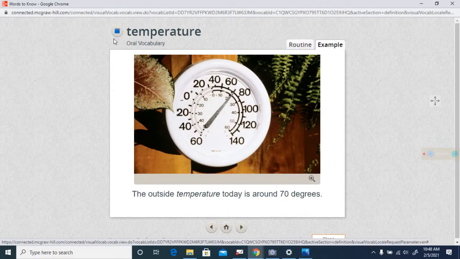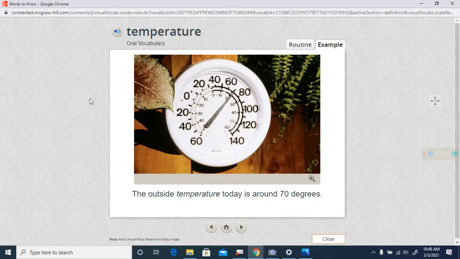Temperature. The outside temperature today is around 70 degrees. Can you say temperature with the computer? Ready? Temperature. So the temperature tells how hot or cold something is. It might be the air outside.